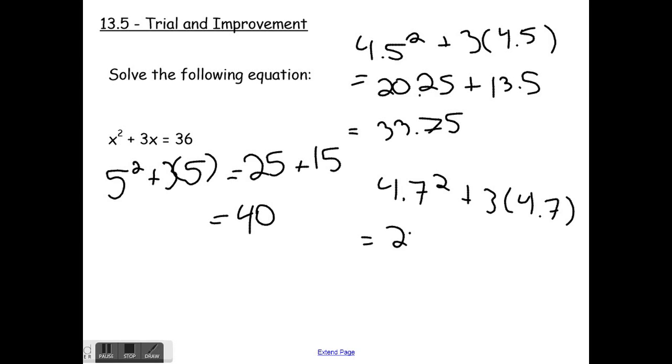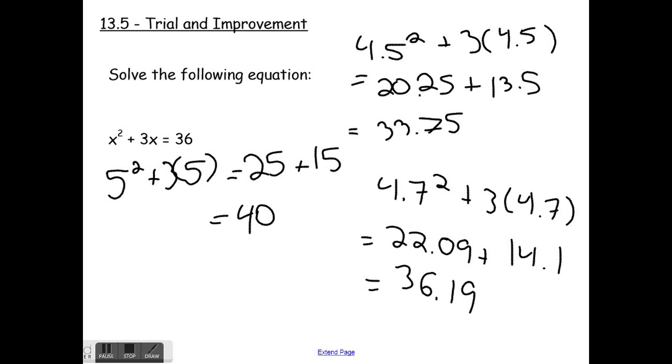Okay, so 4.7 squared is 22.09 plus 3 times 4.7, which is 14.1, which is 36.19. So 4.7 is really close to what we want, right? But it's not exactly 36.